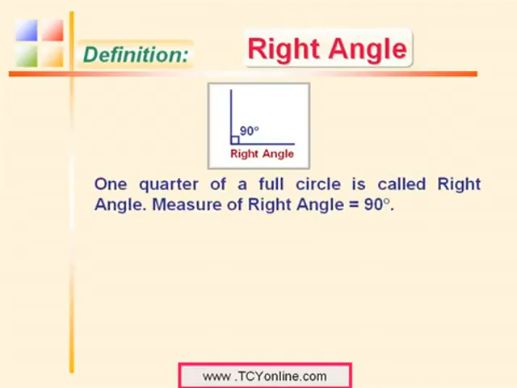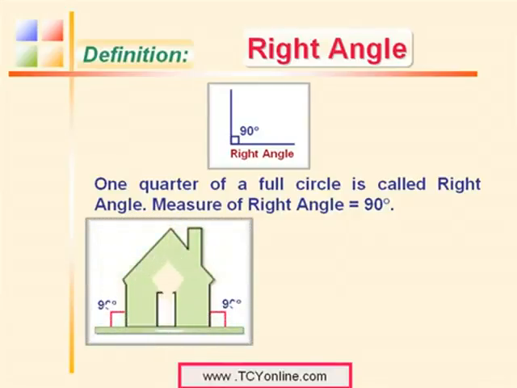So we can say that 1/4 of a full circle is called right angle. Now we know that a full circle has 360 degrees, so that means 1/4 of a full circle will be 90 degrees. So we can say that right angle has a measure equal to 90 degrees.